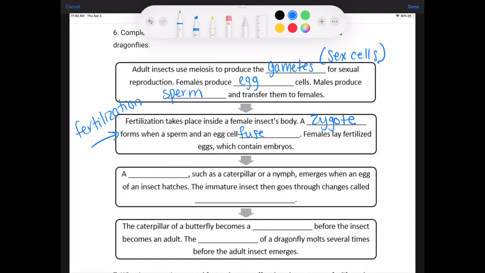Females lay fertilized eggs which contain embryos. A larva, such as a caterpillar or a nymph, emerges when an egg of an insect hatches. The immature insect then goes through changes called metamorphosis. The caterpillar of a butterfly becomes a pupa before the insect becomes an adult. The nymph of a dragonfly molts several times before the adult insect emerges.